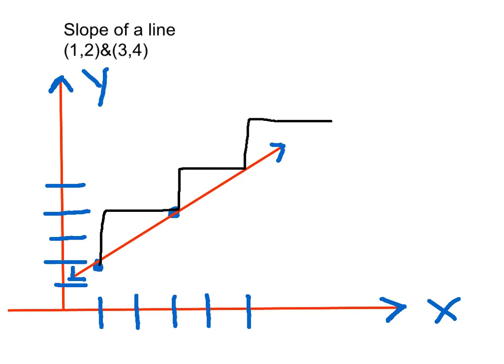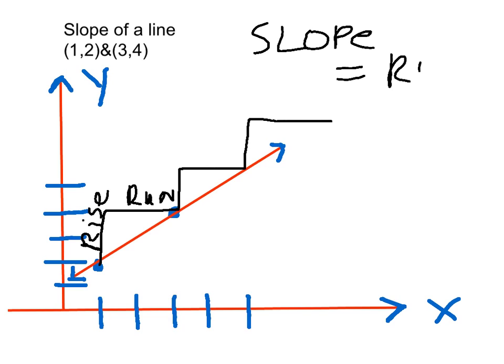So we can see that to get from the first point to the second point, we have to rise a bit, and then we have to run a bit. So that's how slope is defined. Slope equals rise over run.